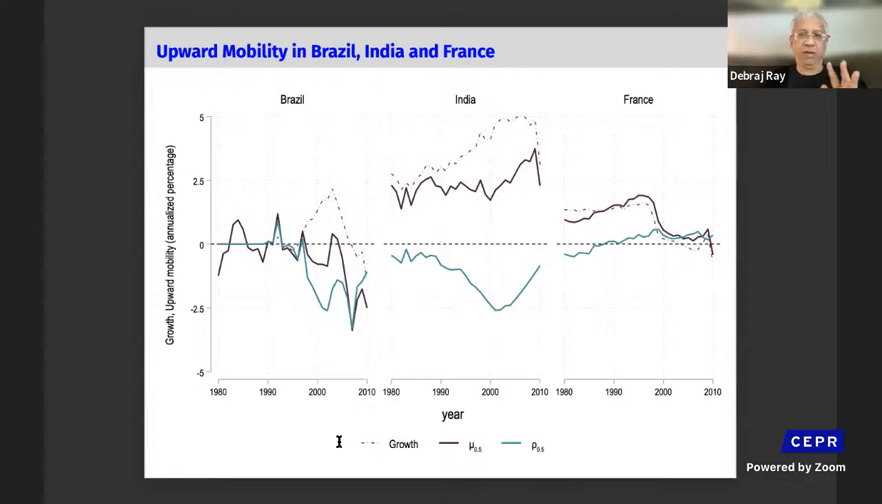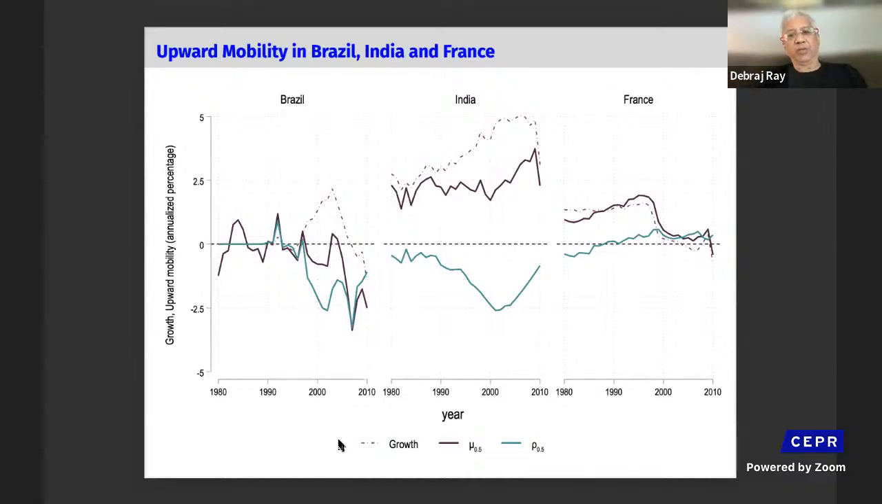Let's look at my favorite country, which is India. Let's look at the dotted line. The dotted line is India's growth rate, which we know really exploded after the 90s. Now, the other two objects are the absolute mobility measure in India and the relative mobility measure in India. One thing that's nice about our mobility measure is that you can write it down in the same units as growth, because it talks about the growth in Atkinson welfare. You can just write it down as an annual percentage, so it is very clean to interpret.